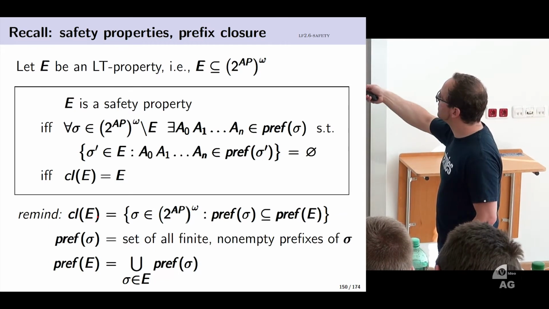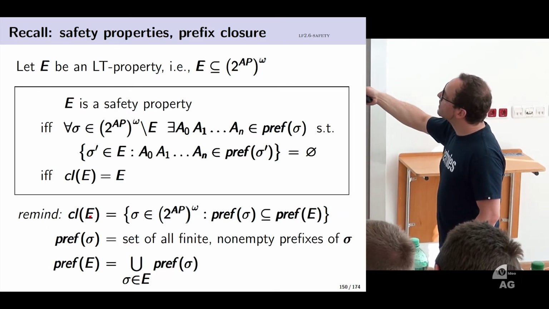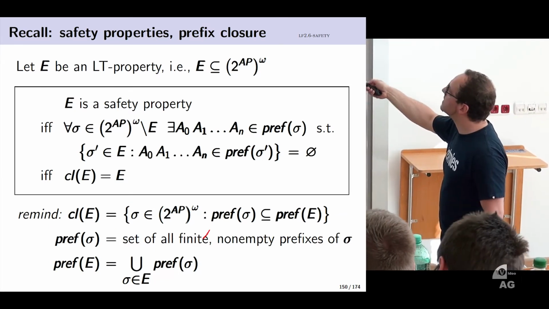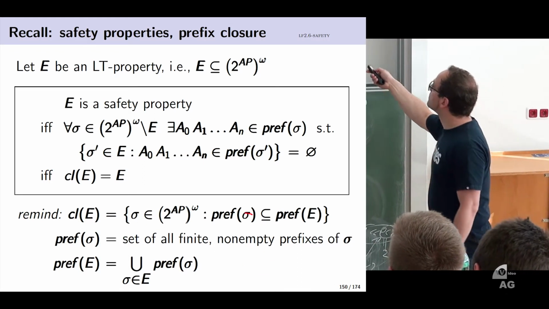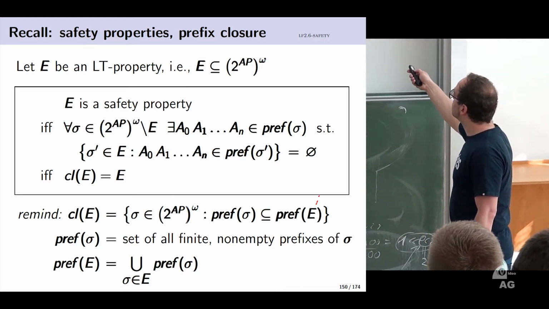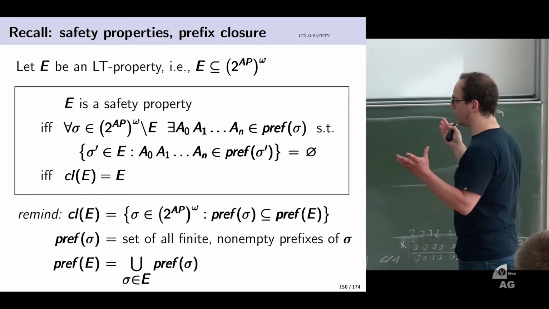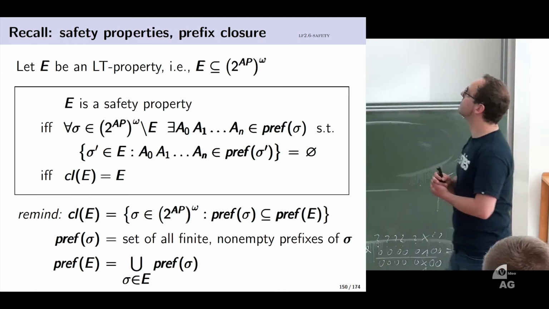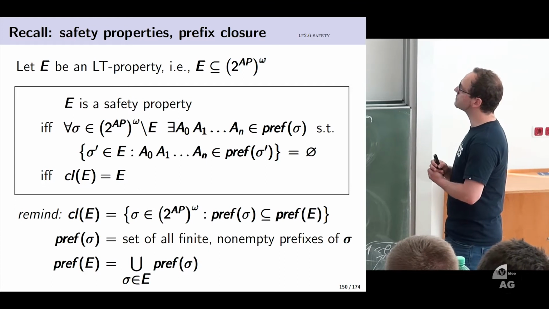And just as a reminder, the closure of a linear time property E is the set of all words whose prefixes are contained in the prefixes of the linear time property.